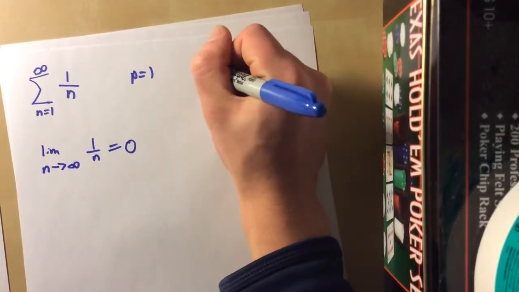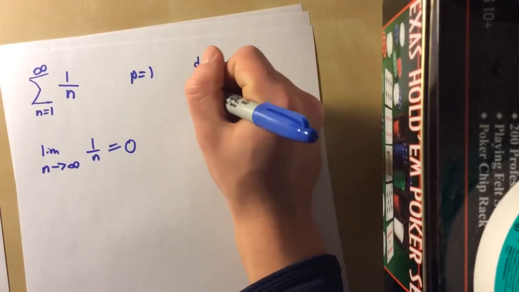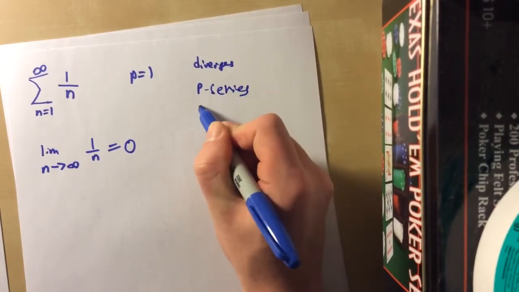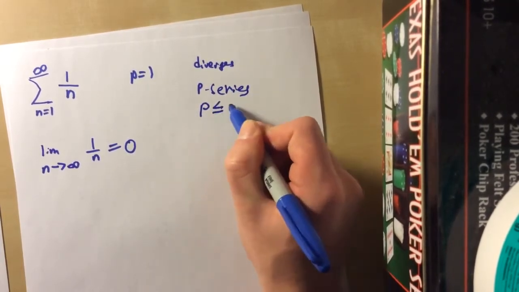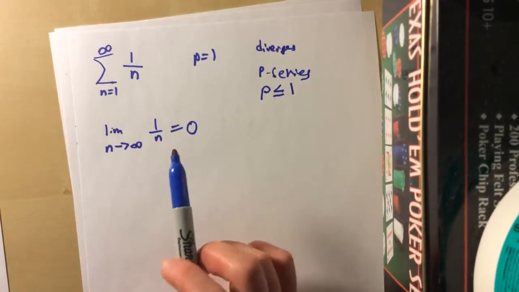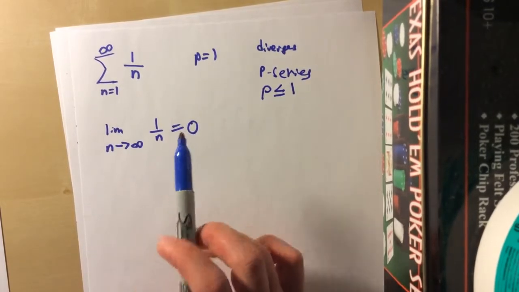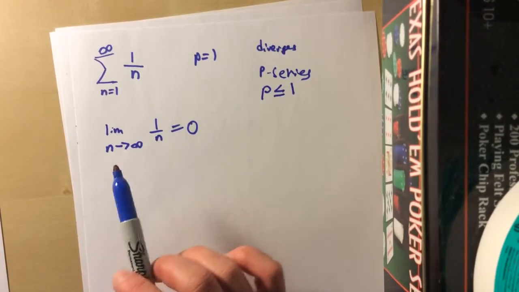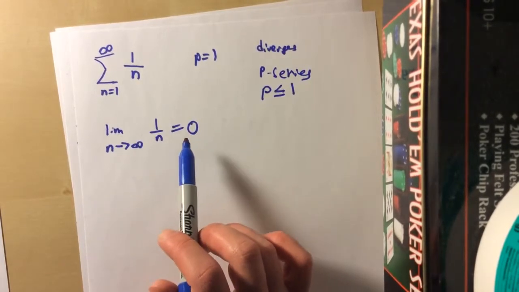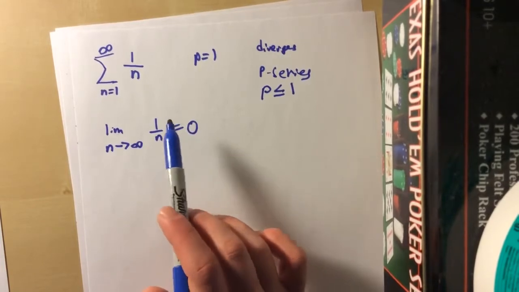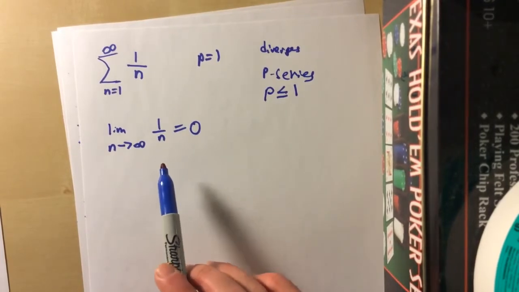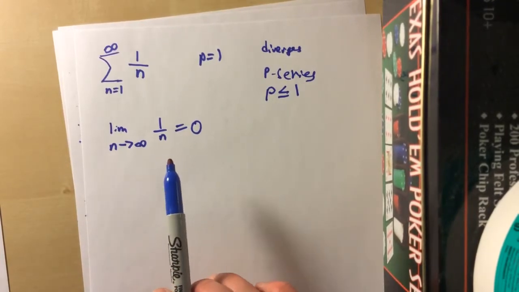So this diverges since it's a p-series with p less than or equal to 1, but it still passed our nth term test. So that just goes ahead and shows you that if it passes the nth term test, that doesn't necessarily mean it converges. It means that it passes it. It means that it doesn't absolutely diverge right there on the spot, but you still need to use these next methods that we're going to go over to figure out if it converges or diverges.